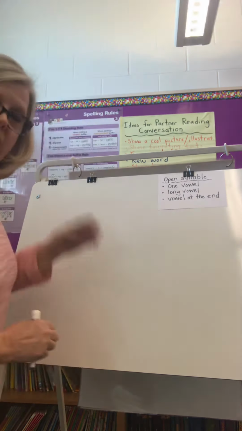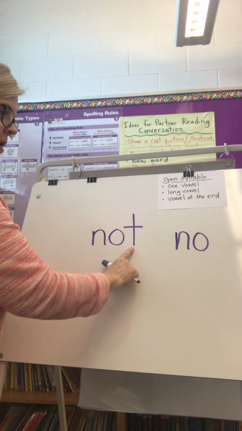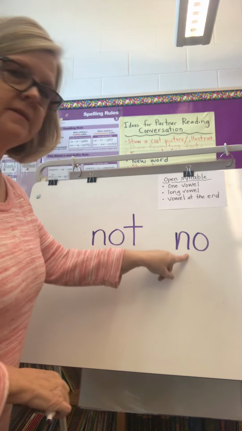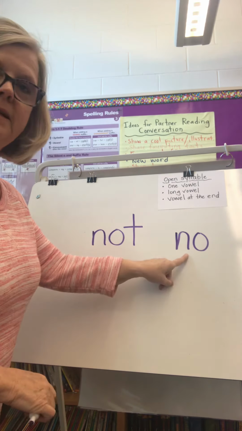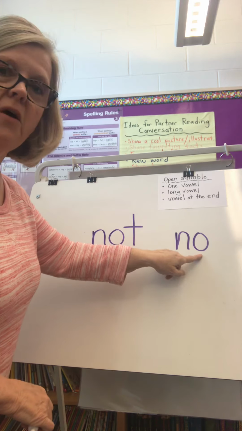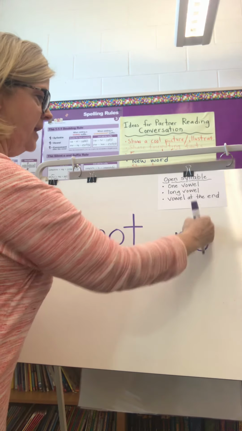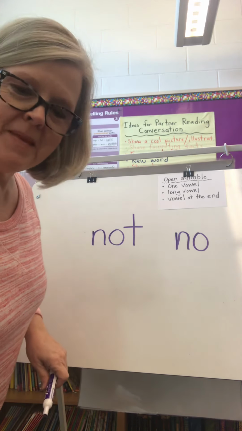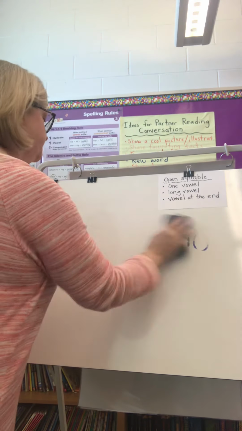I know. This is what we're using in an example, so I need you to write down the word not, and then next to it, write down the word no. We're just going to take the T off, and now we have the word no. This is our open syllable word. It has one vowel. That vowel is long, and that vowel is at the end of the syllable. All right, nice job.